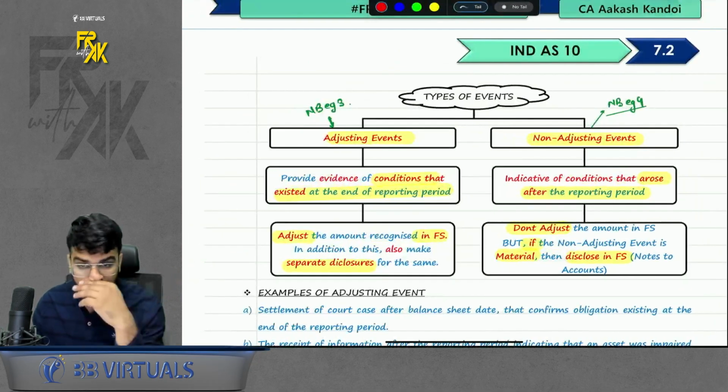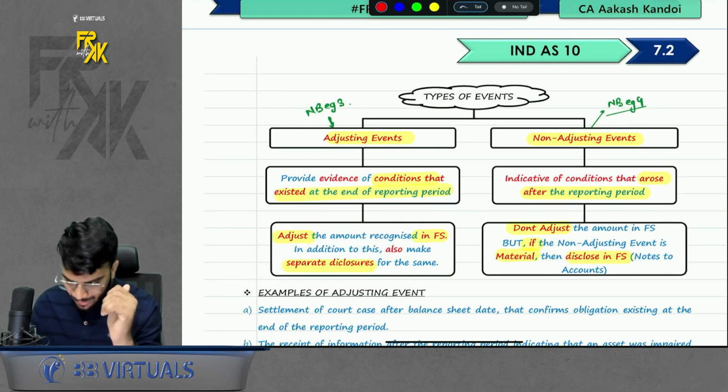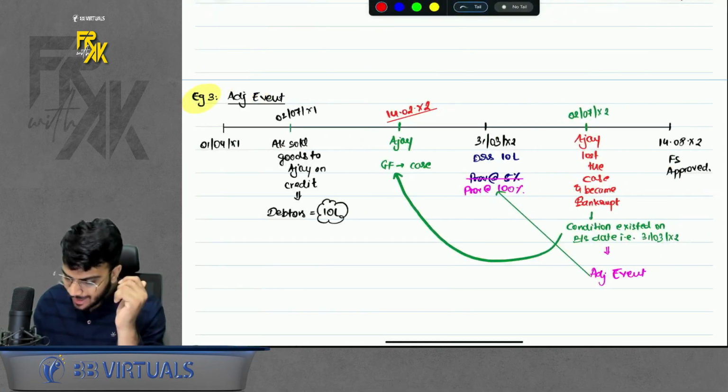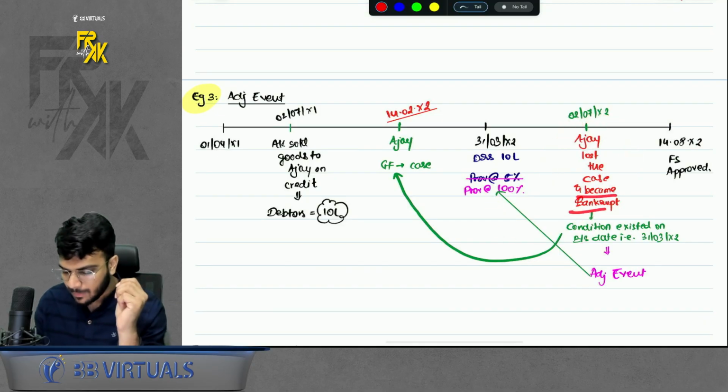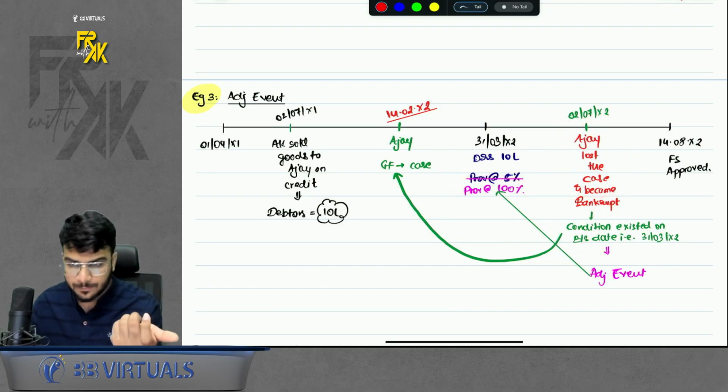Do remember that part. If it is an adjusting event, what will I do? I will adjust in my financial statements, and I will take this treatment at the year end only. So if my debtor has become bankrupt, I will increase the provision for debtors now.